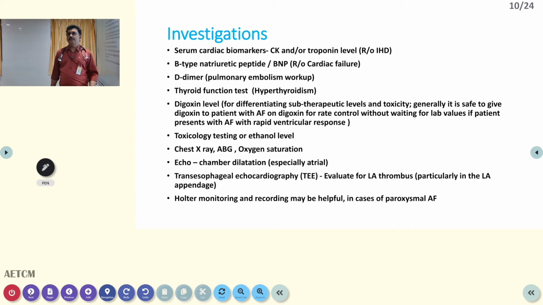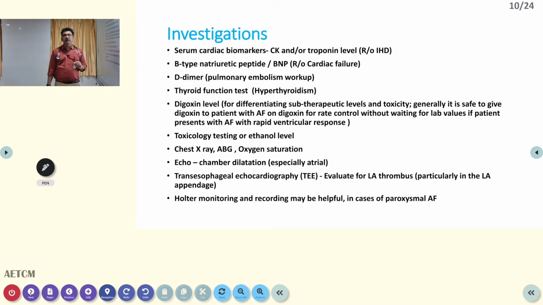So what investigations do you do? Normally, when any patient comes with chest pain, palpitation, we do cardiac enzymes, BNP to rule out cardiac failure, D-dimer to rule out pulmonary embolism. Depending on the scenario only, we do all these tests. Thyroid function test if you are suspecting hyperthyroidism. Digoxin level should be done in a patient who has cardiac failure with atrial fibrillation and is on digoxin, because digoxin is an anti-arrhythmic drug, but it can also act as a pro-arrhythmic drug. Toxic screening because of the suspicion of alcohol, chest X-ray, ABG, oxygen saturation.